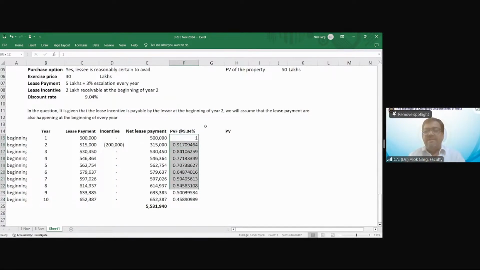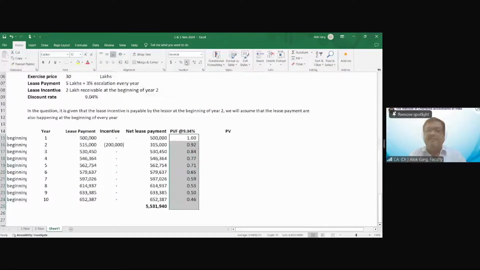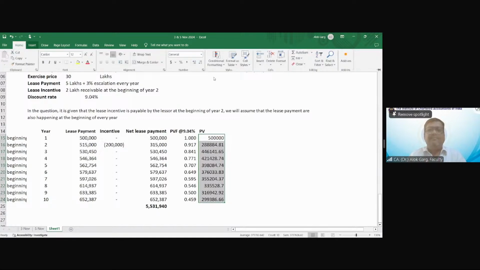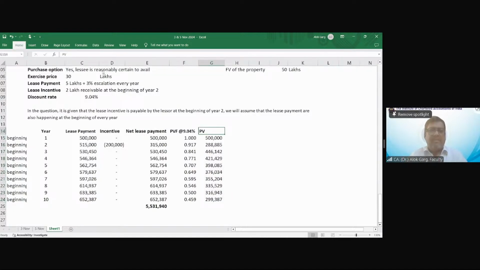Okay. This is my present value factor. What is my PV? My PV is this multiplied by this. This is my PV. Okay. Is that question over?